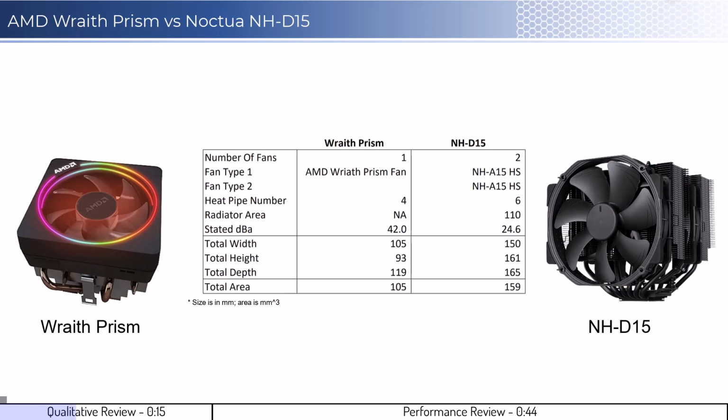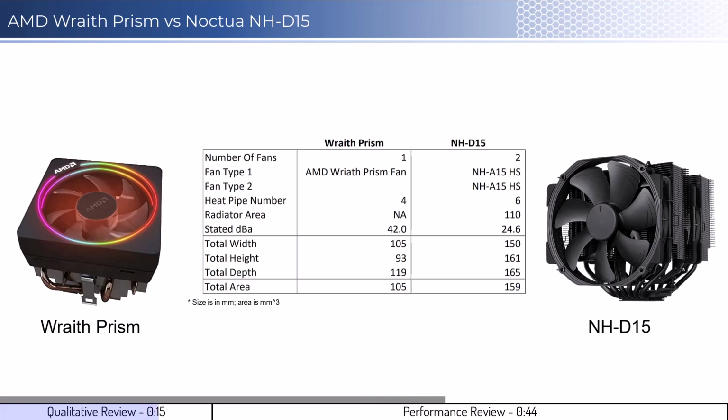With that in mind, let's start by looking at some qualitative metrics. The Wraith Prism fan lays flat on the CPU, while the NH-D15 image shows the side of the cooler that would face the RAM. With that in mind, the Wraith Prism cooler will not have RAM clearance issues in most setups. However, the NH-D15 may overhang some of the RAM slots in most setups.